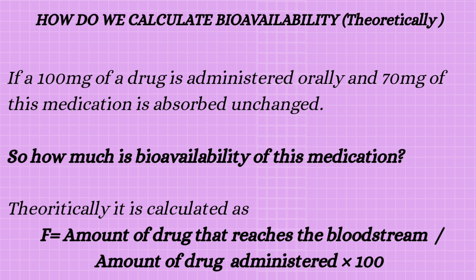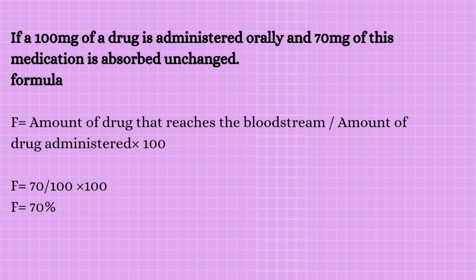The formula for calculating bioavailability is the amount of drug that reaches the bloodstream divided by the amount of drug administered, multiplied by 100. It is indicated by F. So substituting the values in the given formula, the amount that reaches the bloodstream is 70 milligrams, and the amount of drug administered initially is 100 milligrams. The hundreds cancel each other out, and the bioavailability of this medication is 70%.